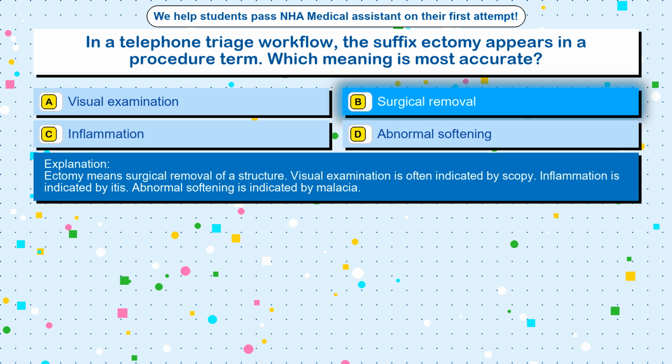Visual examination is often indicated by scopy. Inflammation is indicated by itis. Abnormal softening is indicated by malacia.